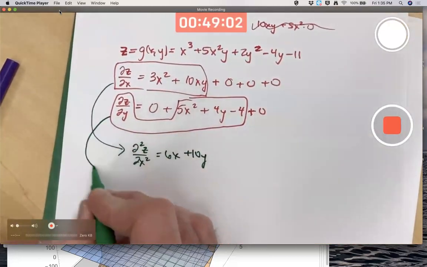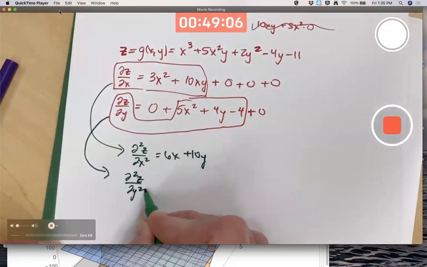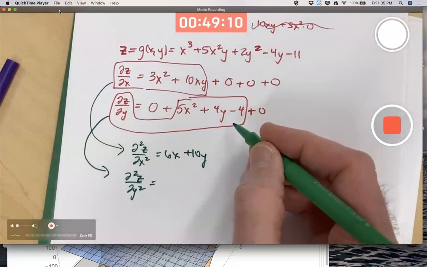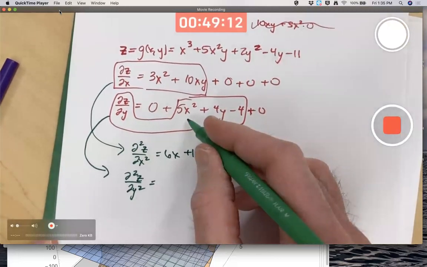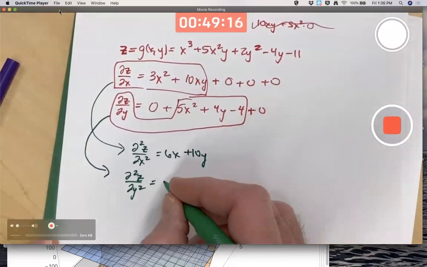Fun, fun. I could also do this part, the second partial derivative with respect to y. Once again, go here, now treat x as constant. I get 0 plus 4 plus 0 when I differentiate with respect to y. I just get a 4.